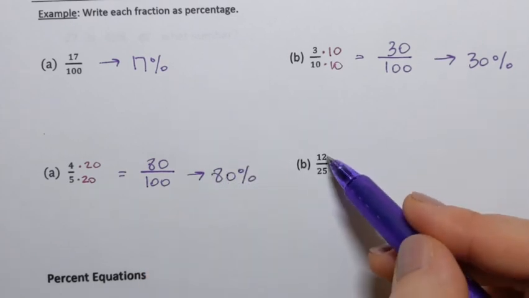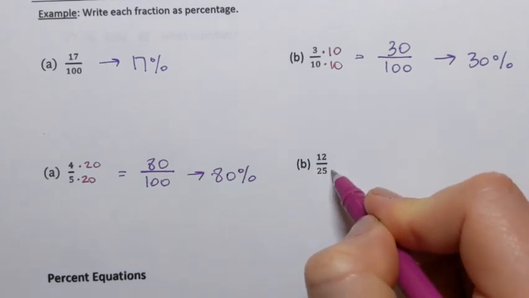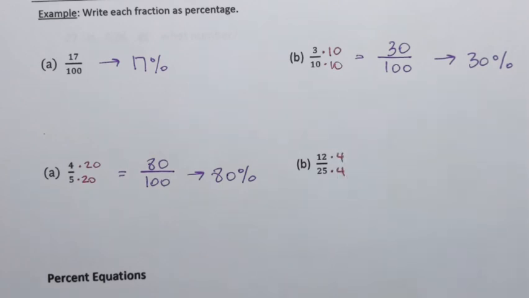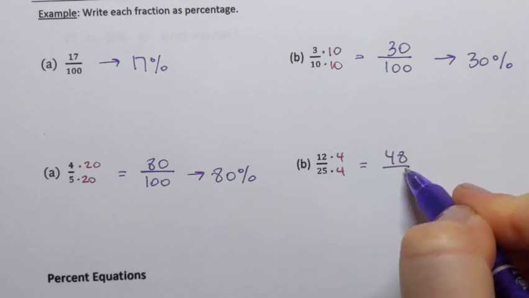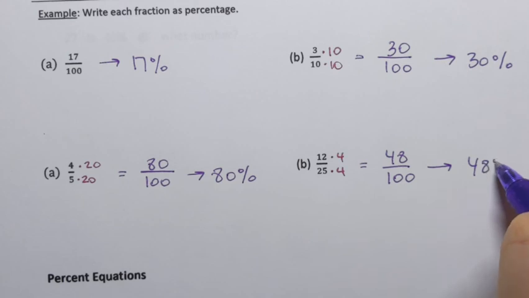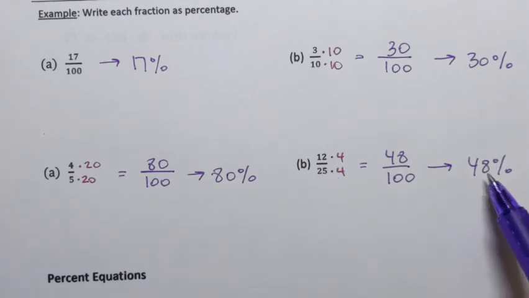And our last example is 12 over 25. We already know what to do. 25 has to be multiplied by 4 to obtain 100, and that means that the numerator has to be multiplied by 4. So that becomes 48 over 100, which means that we're looking at 48%. So the fraction 12 over 25 represents 48%.